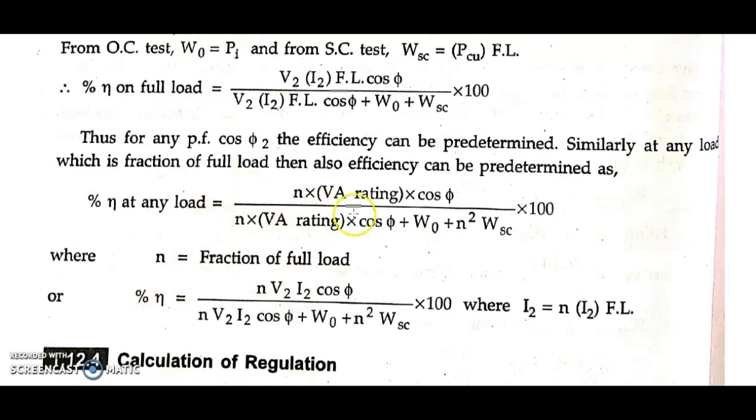There is one more formula with respect to this, that is, efficiency at any load. You can remember this formula or that formula, whichever you are able to remember properly. What is the formula? Instead of the VA rating, we are going to replace it by V2 into I2, in the numerator as well as the denominator. The rest of the formula will be all the same.